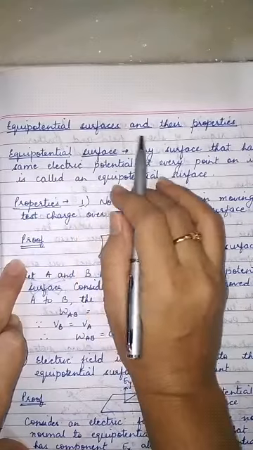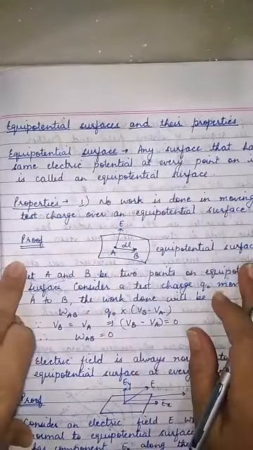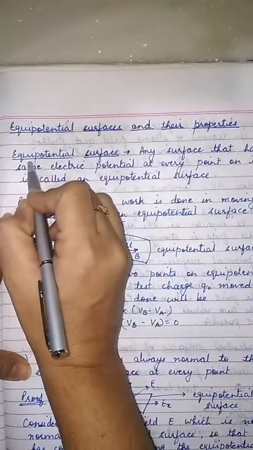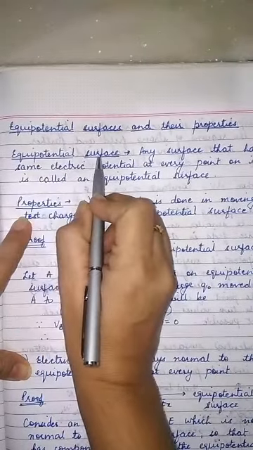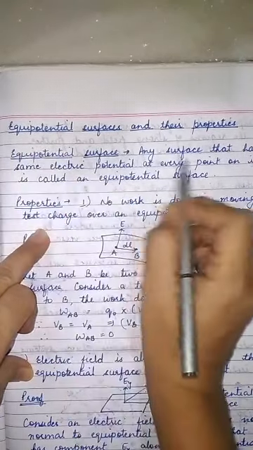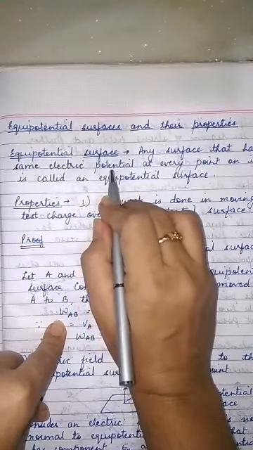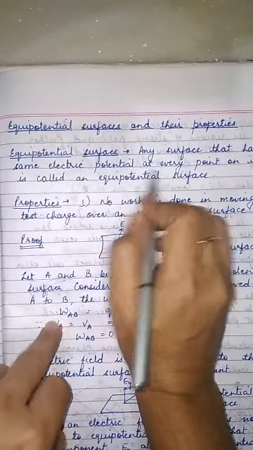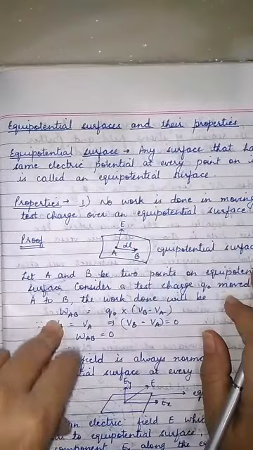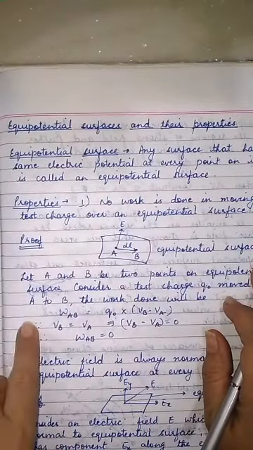Equipotential surfaces and their properties. Equipotential: the name suggests equi, that means equal, and potential. So the surface on which the potential is always the same, that any surface that has the same electric potential at every point on it is called an equipotential surface. There are some properties of equipotential surfaces.